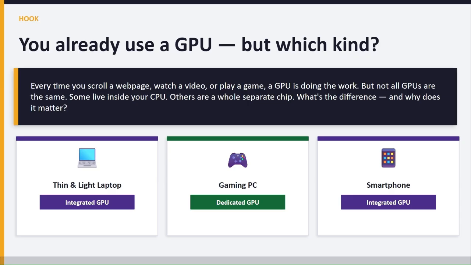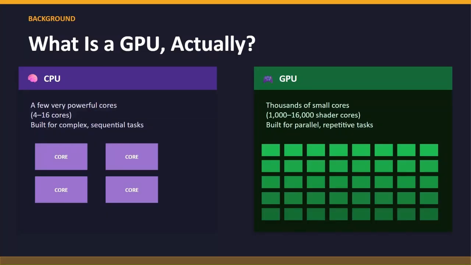Every time you scroll through Instagram, watch YouTube, and play games, something inside your device is doing all the visual work. That something is a GPU. But not all GPUs are built the same. Your laptop might have a totally different kind of GPU than a gaming PC, and your phone has one too. So we are gonna dive into it.